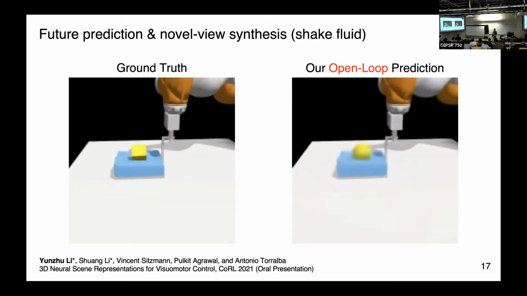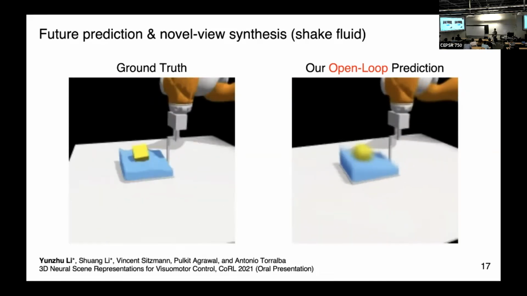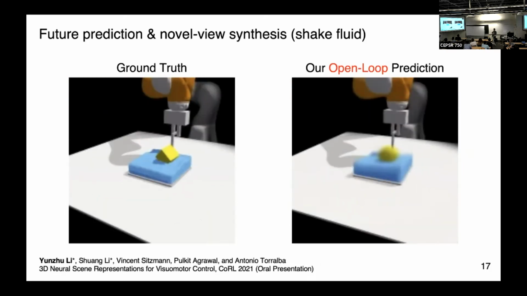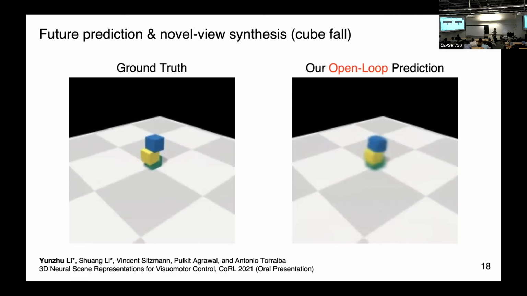Here's another example of shaking a box of fluids where we have a rigid cube floating on the surface. Our method is able to capture the wave of the fluid as well as the movements of this little rigid cube. Here's another example of three cubes falling down and colliding with each other.